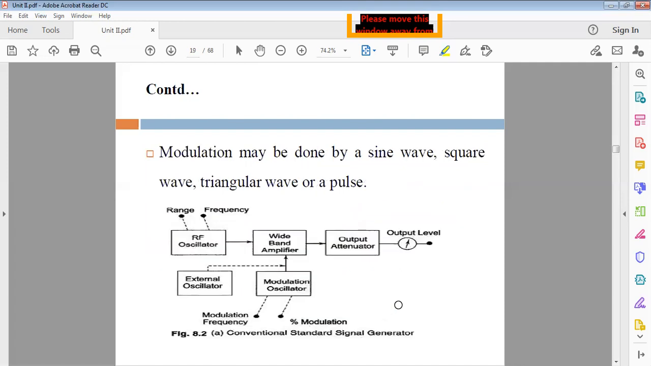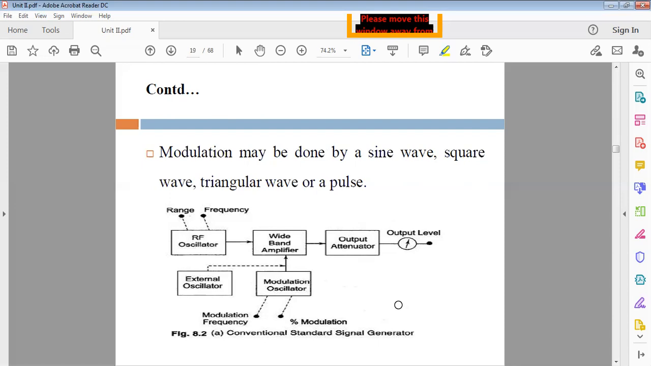For performing modulation, we can use either sine wave, square wave, triangular wave, or any other pulse. When we are performing amplitude modulation, when we are changing the amplitude of the carrier signal with the message signal, it produces amplitude modulated wave. When the frequency of the carrier signal is changed with the frequency of the message signal, then it produces the frequency modulated wave. For performing this modulation, we can use sine wave, square wave, triangular wave, or any other pulse.